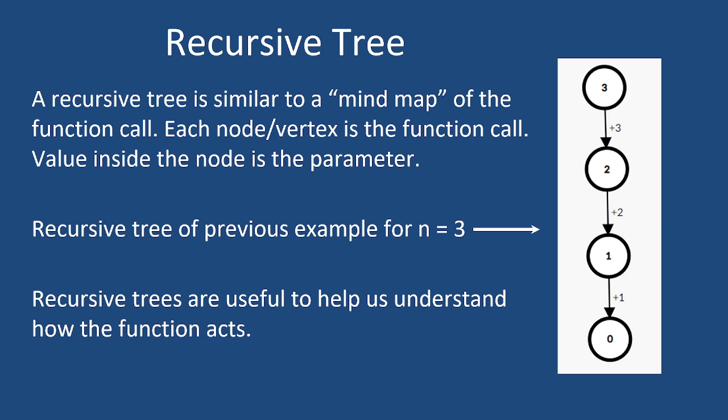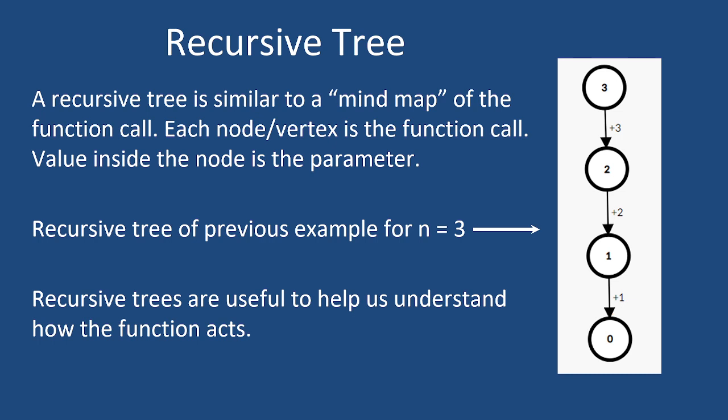So here's a mind map, or a recursive tree, of what I showed you just before. A recursive tree is similar to a mind map of the function calls. You can see each node or vertex is a function call. The value inside the node is the parameter. So if I were to call sum 0 to n for 3, it added 3 to the sum of 0 to 2, which further called sum of 0 to 1 plus 2, which further called sum of 0, which returned 0 plus 1. So can you see the progression?